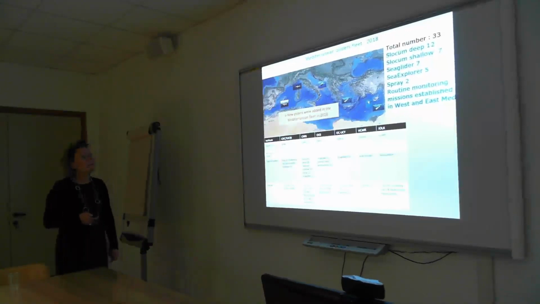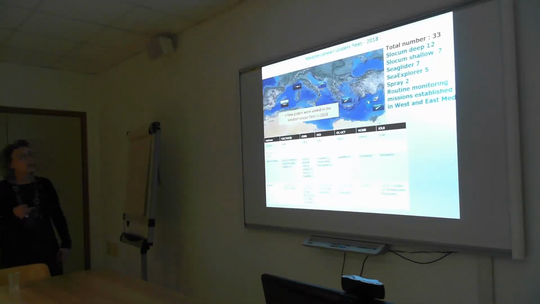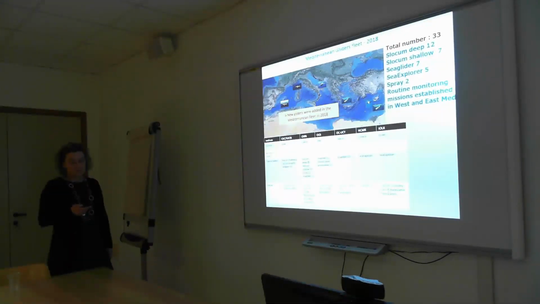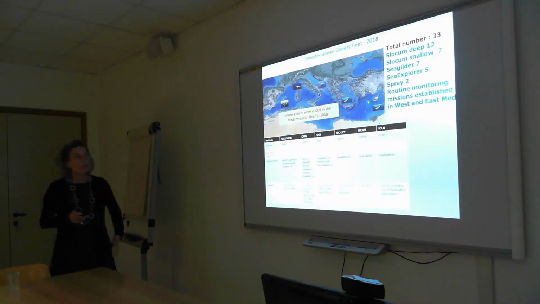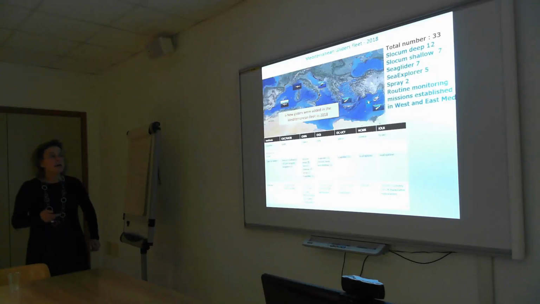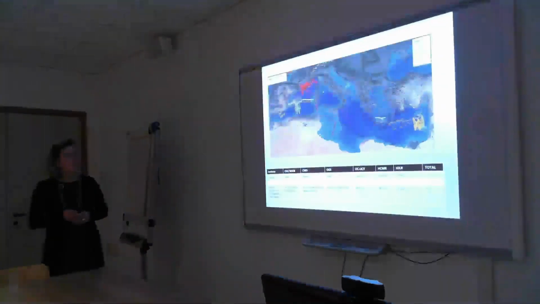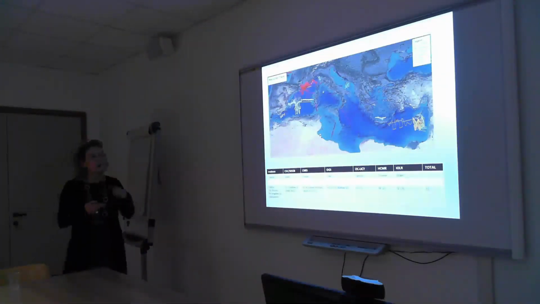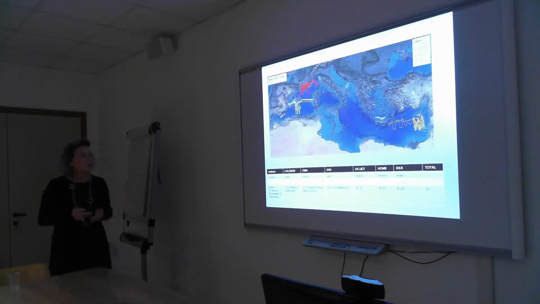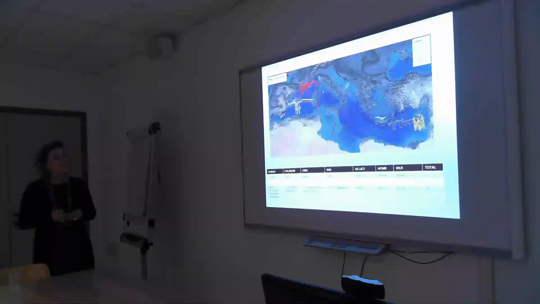Here is a slide that resumes all the activity of the gliders in the Med. As you can see, there are many institutes that use the gliders. Now we have 33 gliders, Slocums, Sea Explorers, and Seagliders working in the Mediterranean Sea. Here you can see all the tracks run from the different institutions.